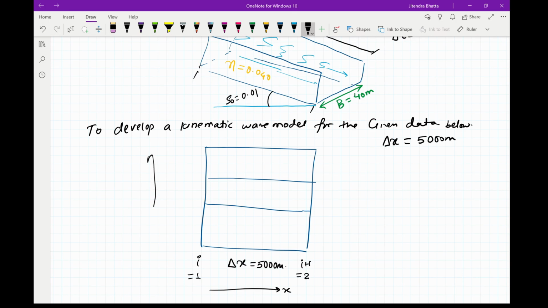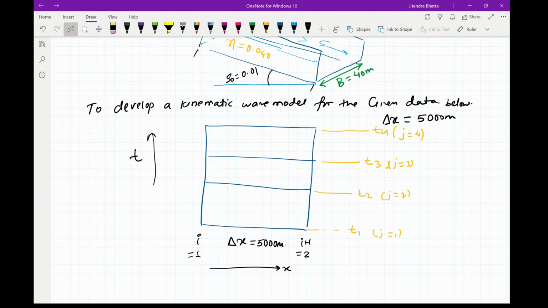Now this is your time axis, where this will be t1, t2, t3, t4, so j equals 1, j equals 2, j equals 3, j equals 4. Now in this grid you are given these points here, which are the initial conditions. So this is at 0 meter, this is at 5,000 meter. So this is your initial condition at time t1, t2, t3, t4.